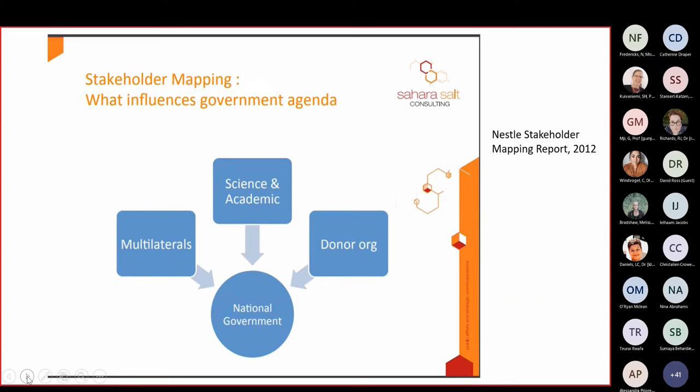Tanya also picked up on this report, which came out in 2012. A colleague of ours, Laurie Lake, happened to find this report very late in 2016. In the industry circles, this report was done way before the regulations actually came out. The regulations in South Africa came out the 6th of December 2012, and this particular mapping exercise was done already early 2012. And you can see here in the Sahara SALT report, it shows that science and academic institutions were already understood to influence government agenda.